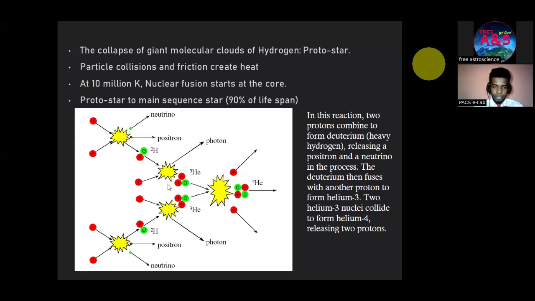So here's a diagram describing the whole process. Two protons combine to form deuterium. Deuterium is an isotope of hydrogen, a heavier hydrogen, releasing a positron and a neutrino in the process. The deuterium then fuses with another proton to form helium-3, another isotope of helium, okay? And two helium-3 nuclei collide to form helium-4, which is the one we know, releasing protons. This whole fusion process generates heat, and that heat is used to support the star.